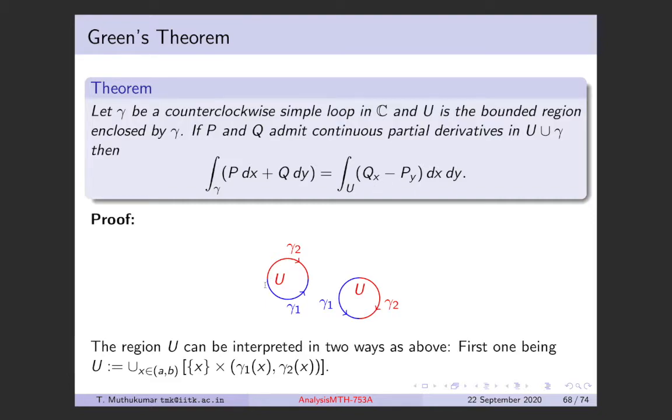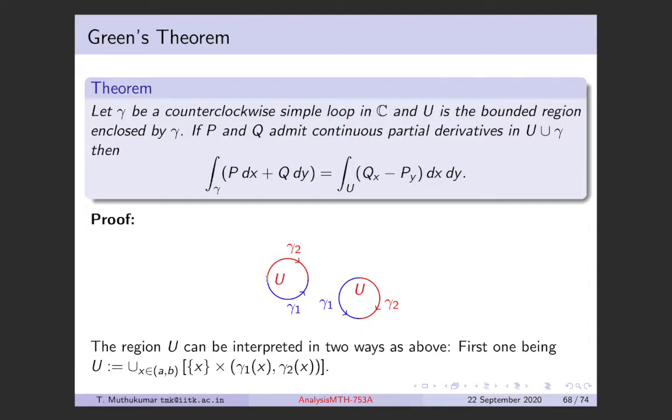So the way I'm going to view this gamma is as a union of gamma 1 and gamma 2. Actually, if you include the orientation, it's counterclockwise. So I'm going to view gamma as the union of gamma 1 and minus gamma 2. Now gamma 1 union minus gamma 2 is the curve gamma. You see this point where the red and blue intersect. This is my point A, let's say, and this is my point B.